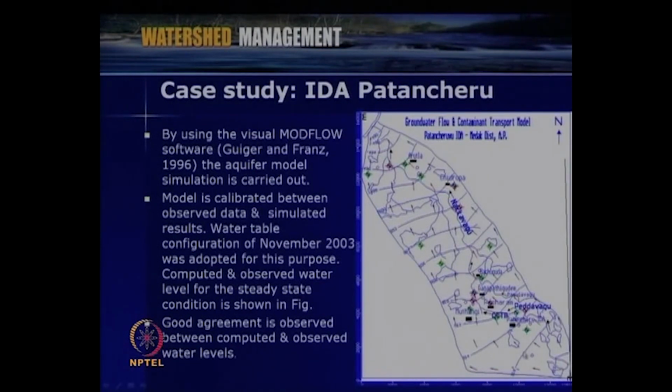Once the model is run, we obtain the head variation from here to here, which this contour line shows, and then we can also calculate how the velocity variation is taking place. You can see that this arrow mark shows the velocity variation within the aquifer system. Using MODFLOW, good agreement is observed between computed and observed water levels for the aquifer system.